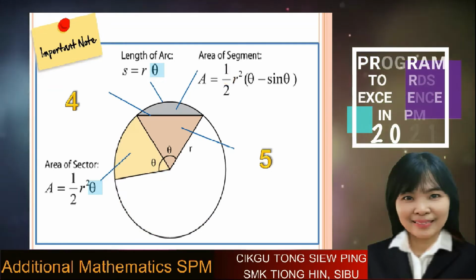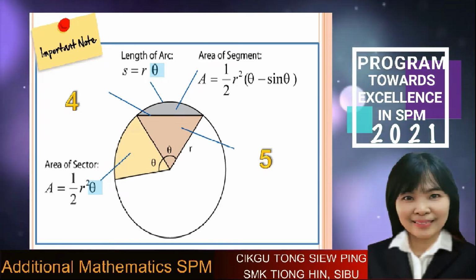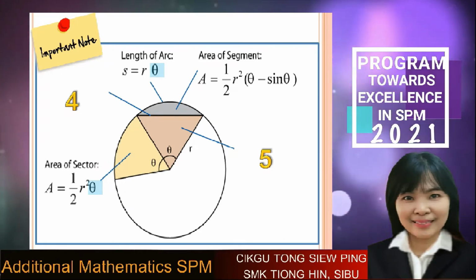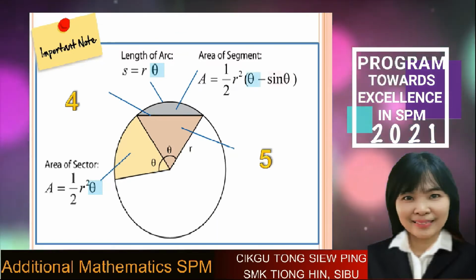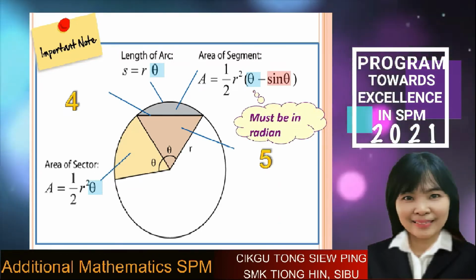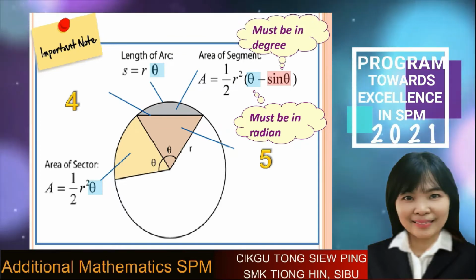Third, area of the segment. That is the gray colored region here. The area A is given by 1/2 r squared bracket theta minus sine theta. For this one, the theta must be in radians, and the sine theta here must be in degrees.